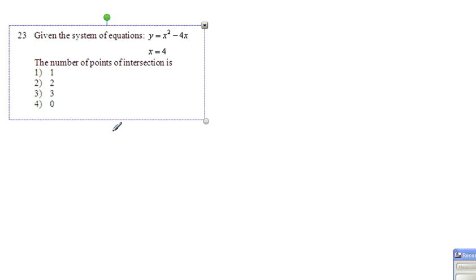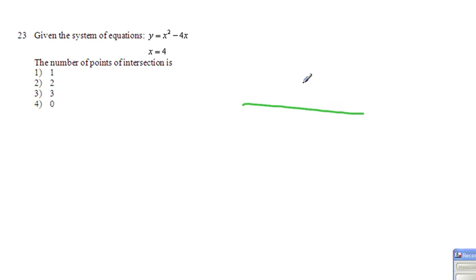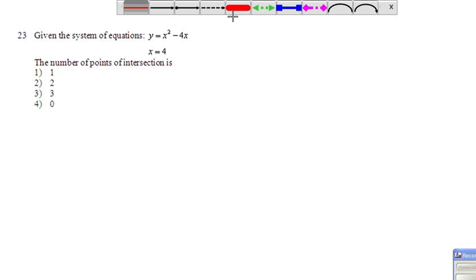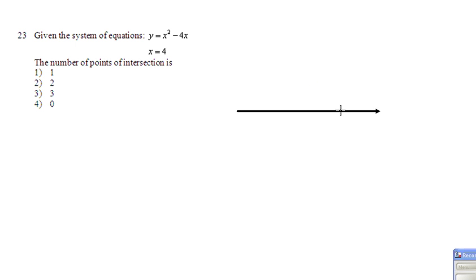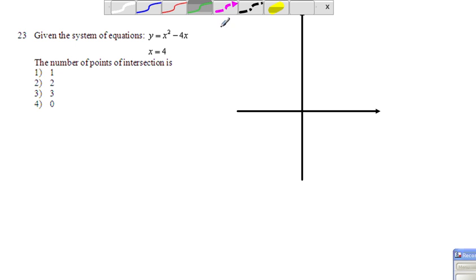Alright, so we have find the number of intersections. So in fact, in this case, excuse me, when you sketch these two curves, this one would look something like this.